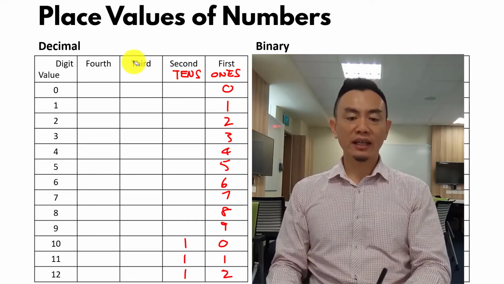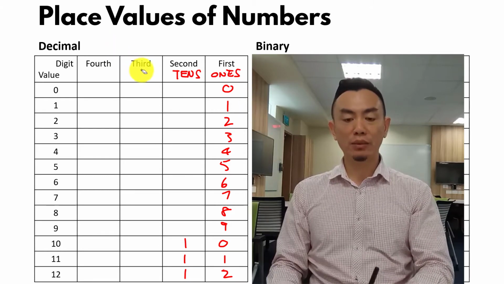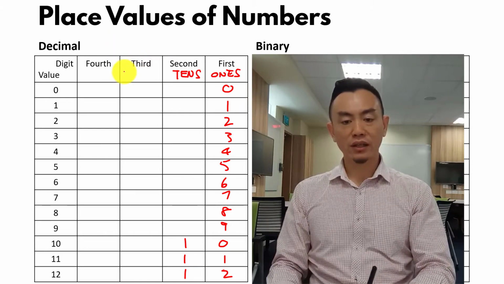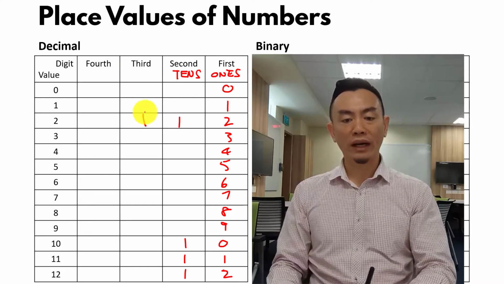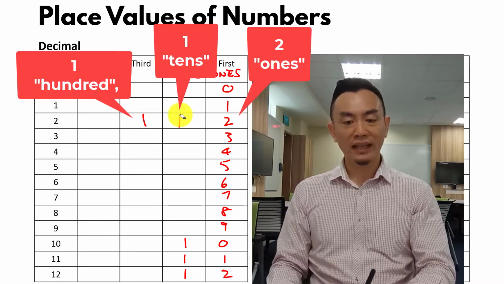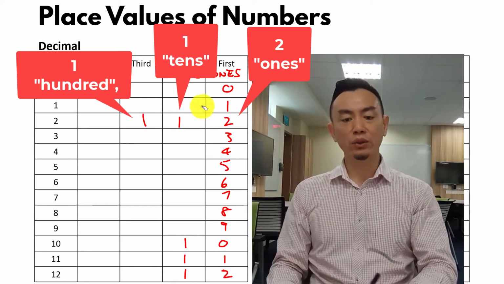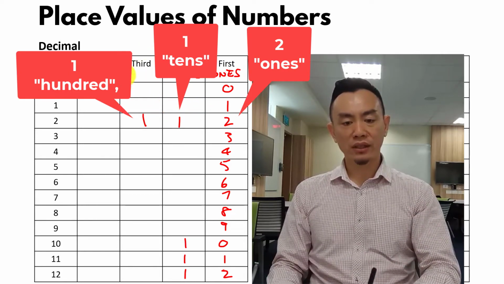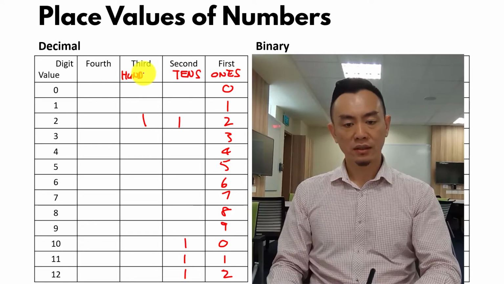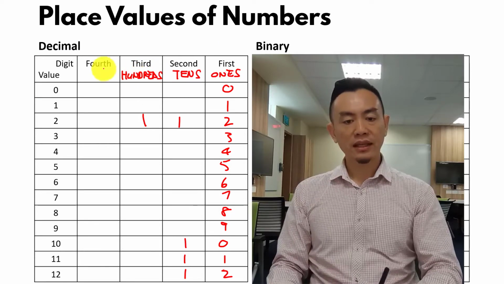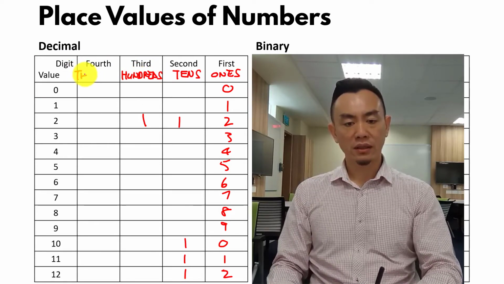And we know that in decimal, the third digit represents hundreds. So if you have 1, 1, 2, that's 100, 10, and 2 ones, right? So 112. This represents the hundreds. This represents the thousands.